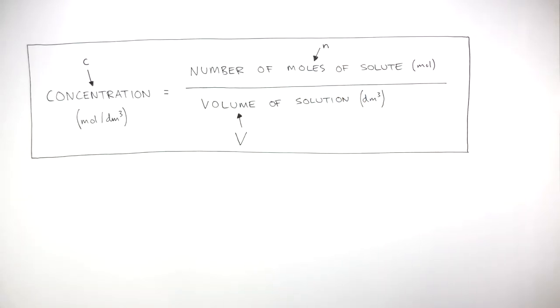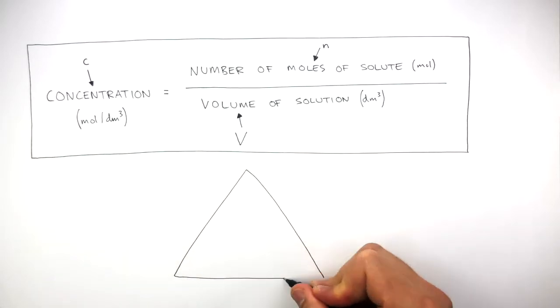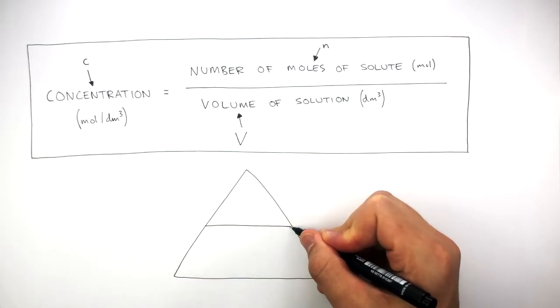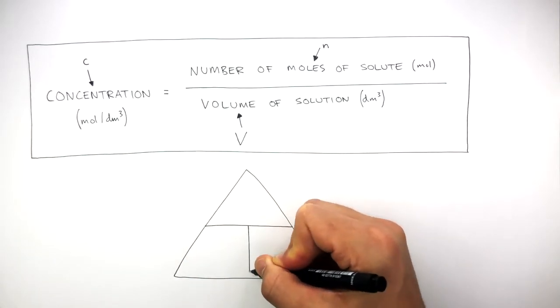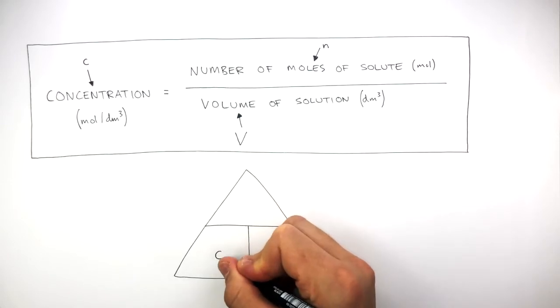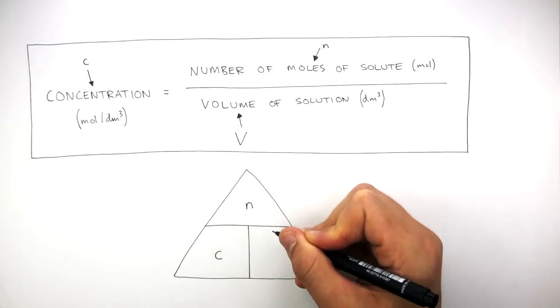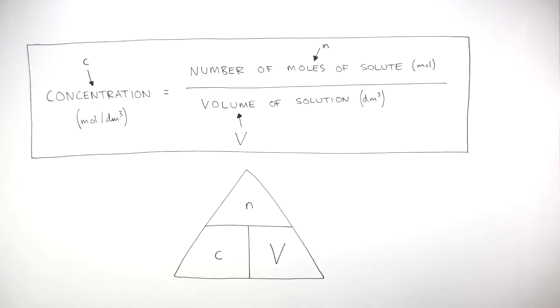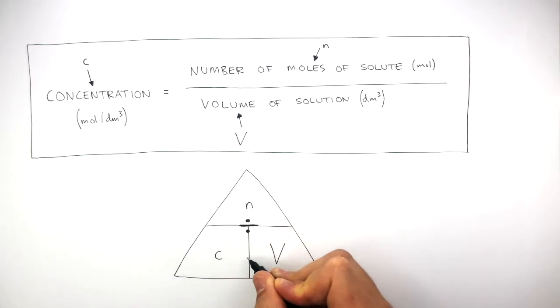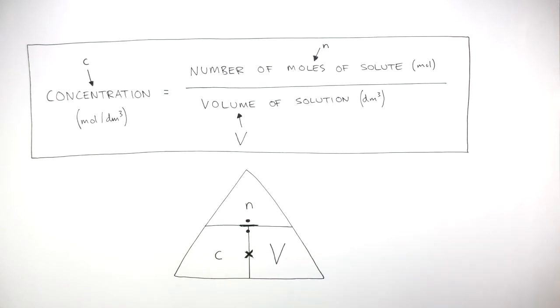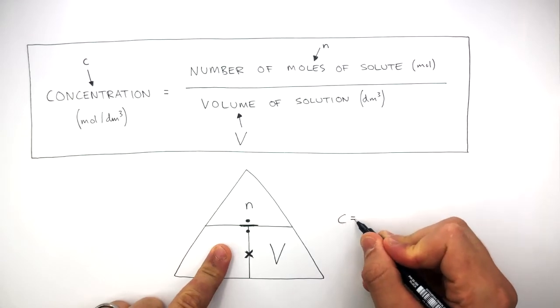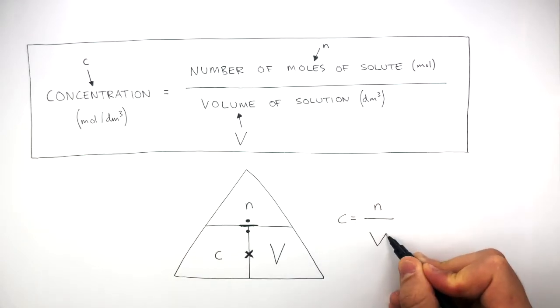We can put this equation into a formula triangle where this line represents divides by and this line represents multiplied by. So concentration equals amount of moles divided by volume. To calculate concentration, we put our finger over the C. So C equals N divided by V.